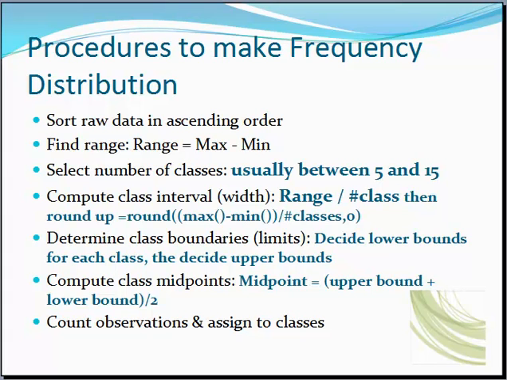This podcast is to show you the procedures to make a frequency distribution. Now, when we have the statistic data, first we want to sort the raw data in ascending order. And then we can find the range. Range means maximum minus minimum.